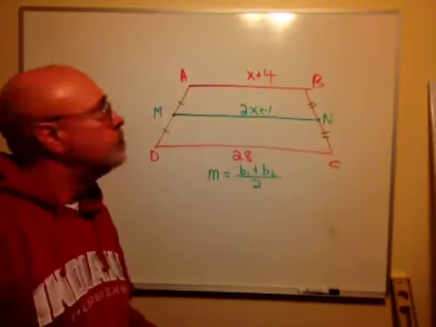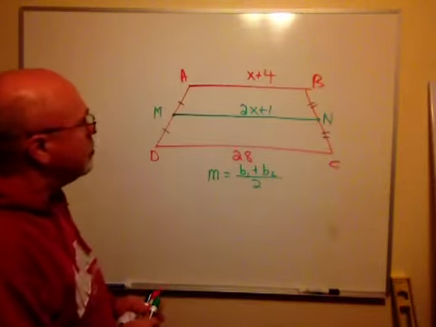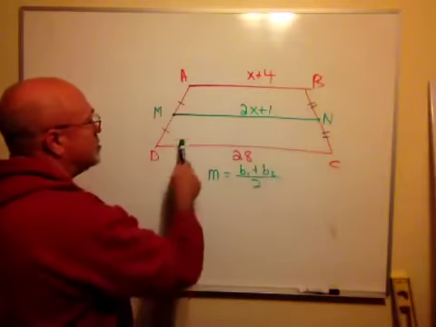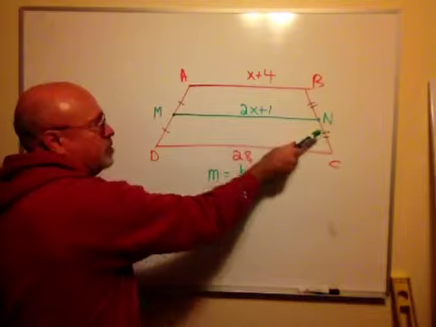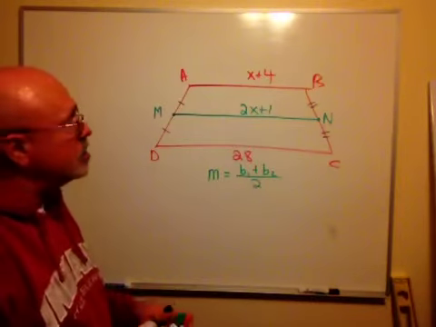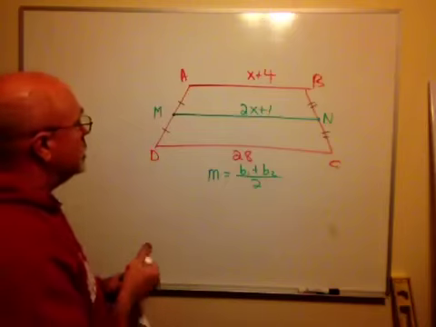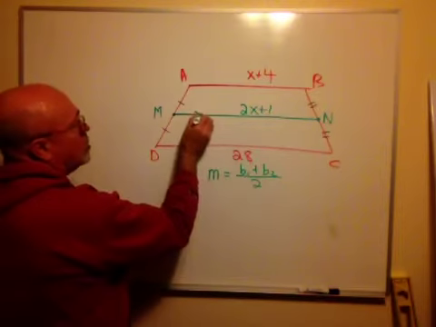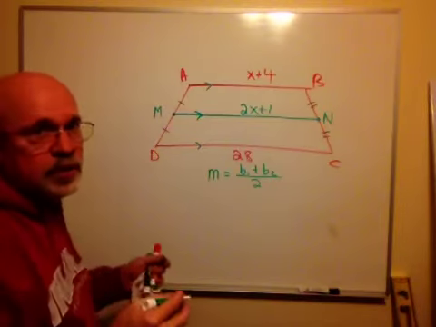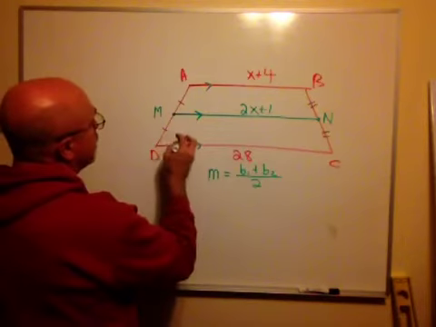In this example, we have a trapezoid ABCD with median MN. Remember, it's the median because it's a segment connecting the midpoints of the two bases. Another property that we didn't mention in our last video is that the median also happens to be parallel to both of the bases.